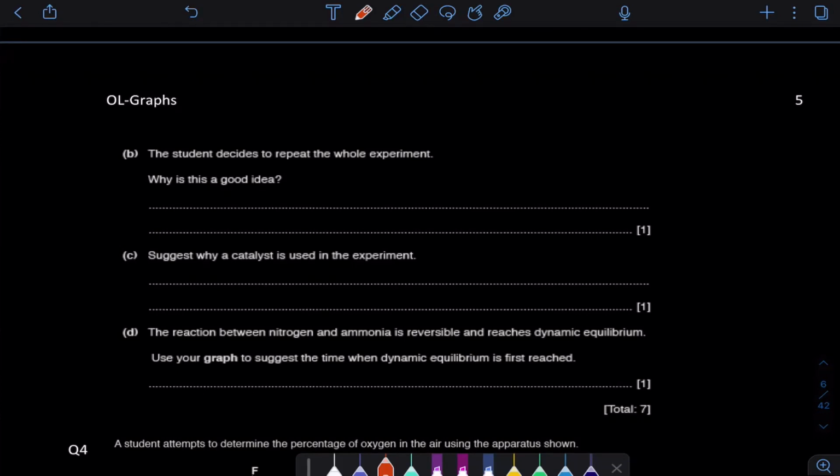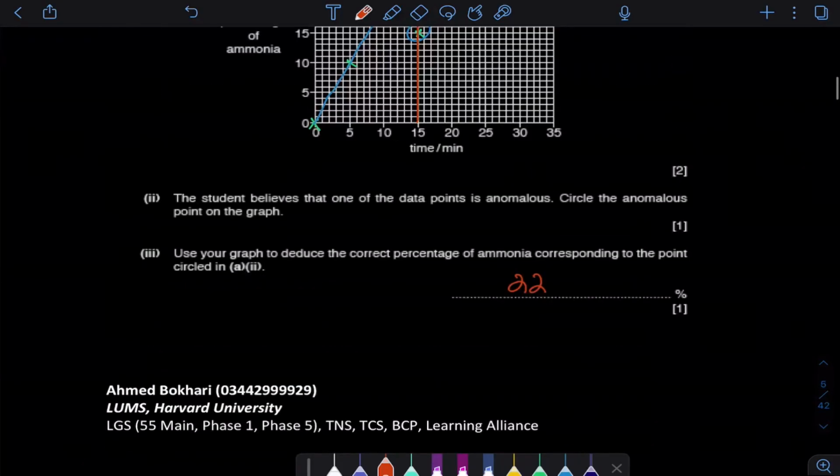Why catalyst is used to speed up the reaction, obviously. The reaction between nitrogen and ammonia is reversible and reaches dynamic equilibrium. Use the graph to suggest a time when that happens. So when does equilibrium establish?